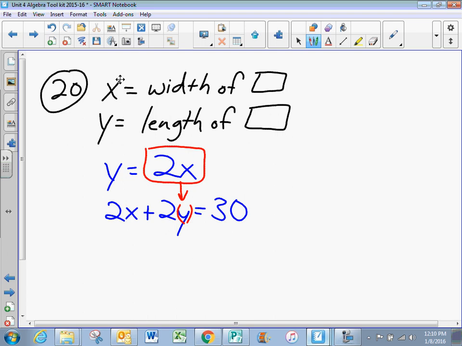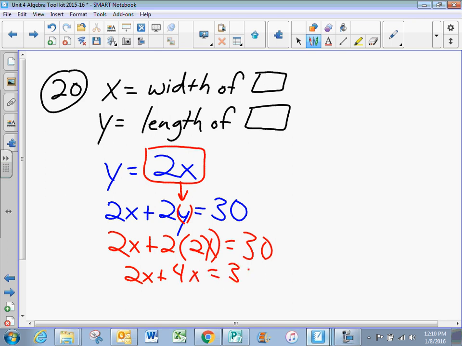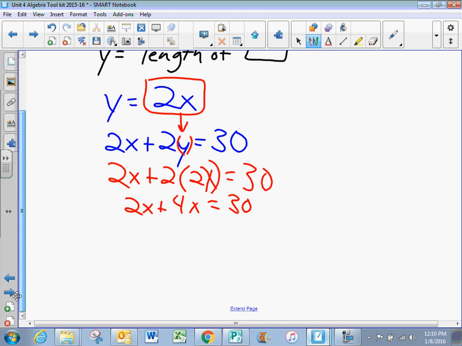I'm going to plug this in for y here, right? Substitute. So substitute that in, and then I have 2 times 2x equals 30. So I get 2x plus 4x, or 6x, equals 30. 6x is 30. What's x? 5. Okay? So guys, those of you out there guessing and checking, I get it. That's a good way to check it.